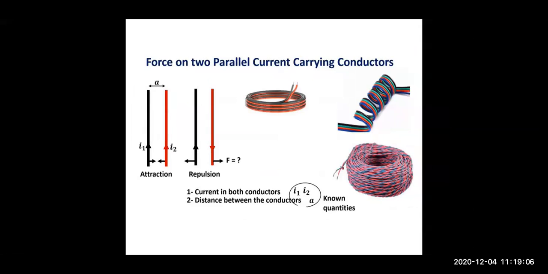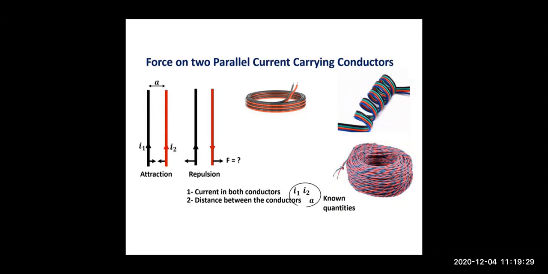Now, the next topic is force between two parallel current carrying conductors. So suppose you are having two wires which are placed parallel to each other like this. See the diagram. Here you can see the black wire and the red wire. You can see the coil of wires. In this coil of wires also, the wires are placed parallel. See this spiral of wire. See this wire. So in all these cases, the wires are placed parallel to each other.